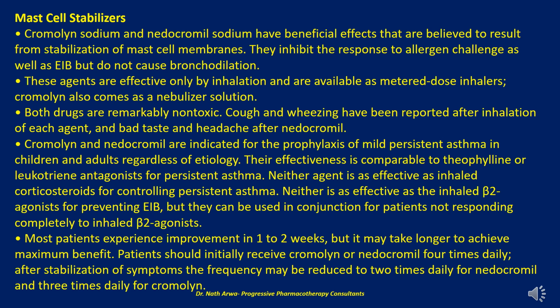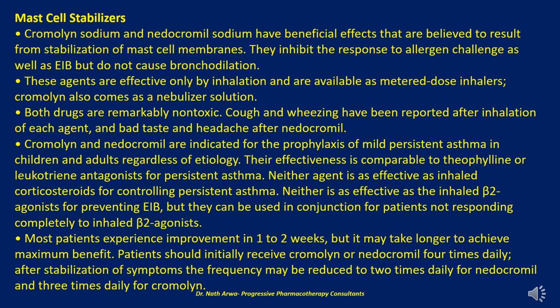4. Cromolyn and nedocromil are indicated for the prophylaxis of mild persistent asthma in children and adults regardless of etiology. Their effectiveness is comparable to theophylline or leukotriene antagonists for persistent asthma. Neither agent is as effective as inhaled corticosteroids for controlling persistent asthma. Neither is as effective as the inhaled beta-2 agonists for preventing exercise-induced bronchoconstriction, but they can be used in conjunction for patients not responding completely to inhaled beta-2 agonists.